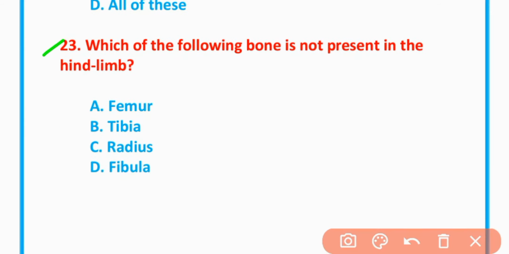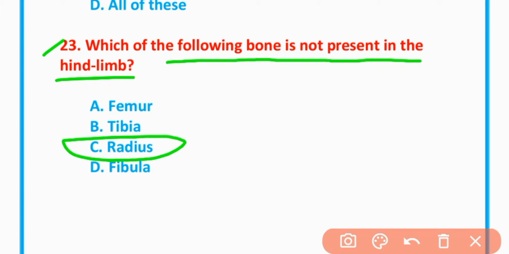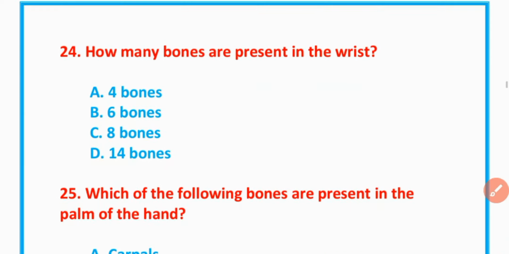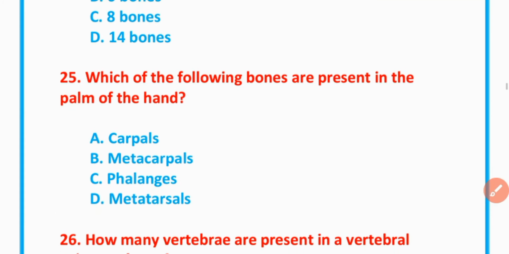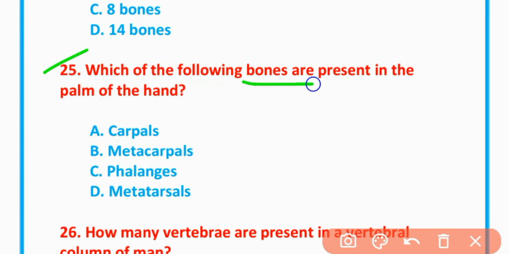MCQs number 23. Which of the following bone is not present in hind limb? C, radius is a correct option. MCQs number 24. How many bones are present in wrist? 8 bones. Option C is correct. Which of the following bones are present in the palm of a hand? Metacarpals. Option B is correct.